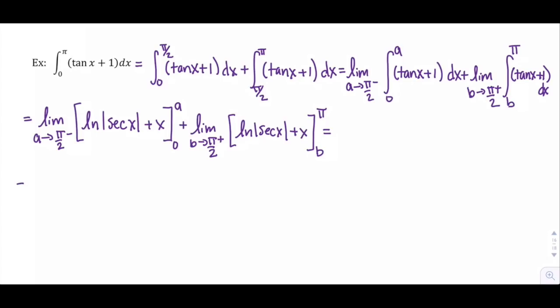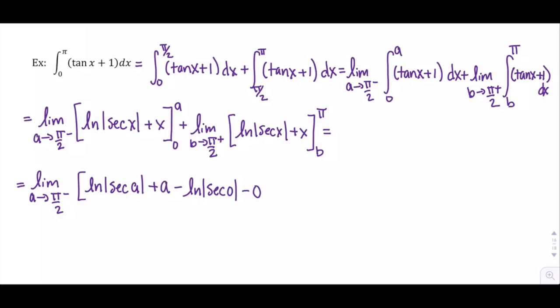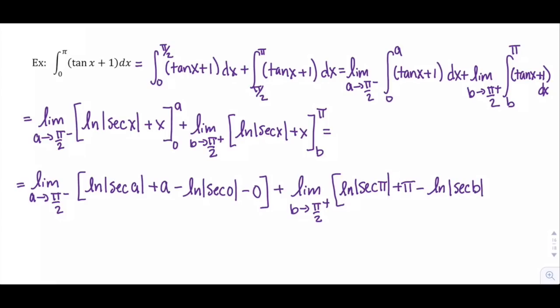I think I'll have enough room to write this down here. This becomes the limit as a goes to pi over 2 from the left of ln of secant of a, plus a, minus ln of secant of 0 minus 0, plus the limit as b goes to pi over 2 from the right of ln, absolute value of secant of pi, plus pi, minus ln, absolute value of secant of b, minus b.